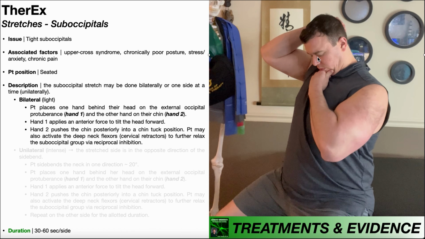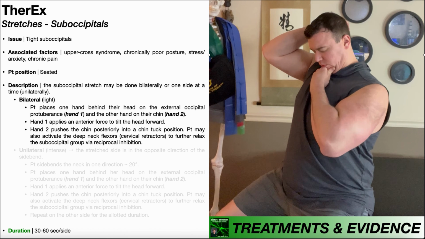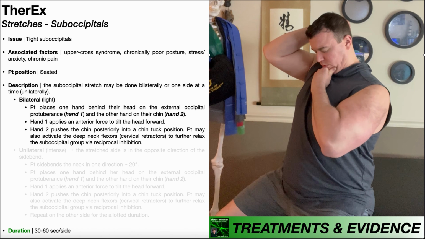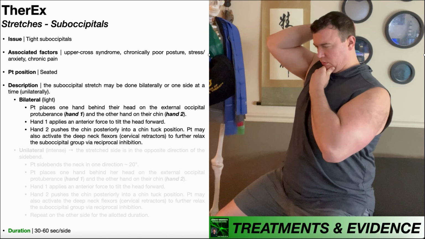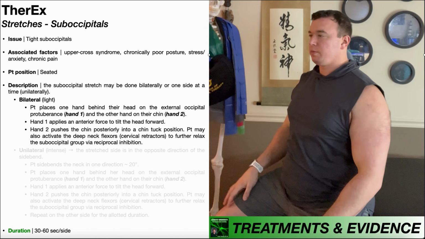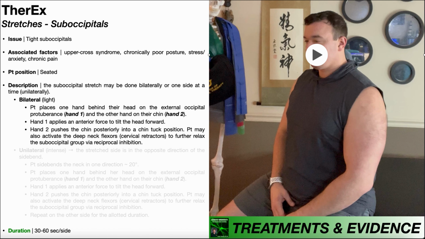Now, while in this position, I can also activate my deep neck flexor muscle group, which is the cervical retractors, to further relax the suboccipitals via reciprocal inhibition. And in any case, I'll hold that position for 30 to 60 seconds.